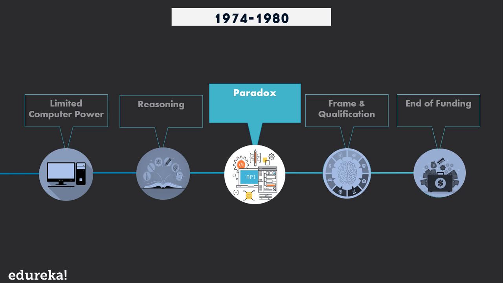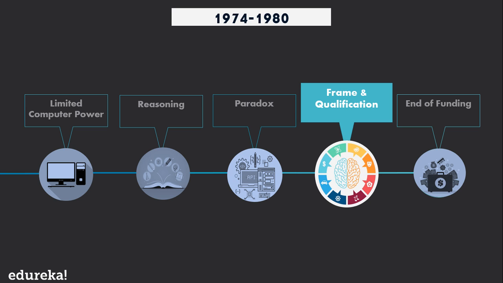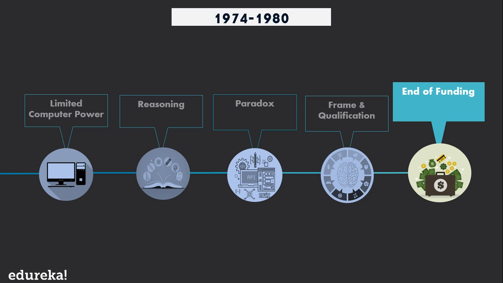Now this helps explain why research into vision and robotics had made so little progress by the middle 1970s. Now in case of frame and qualification, AI researchers who used logic discovered that they could not represent ordinary deductions that involved planning or default reasoning without making changes to the structure of logic itself. Another problem was the end of funding.